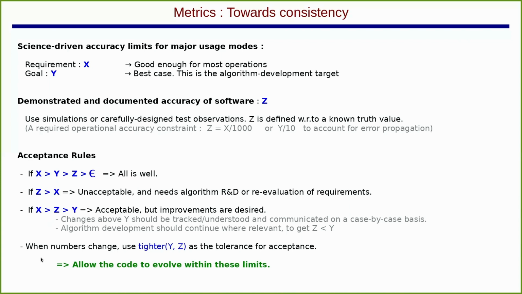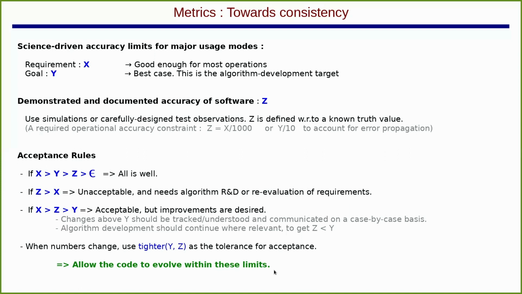The other side effect of this is, when numbers change, what do you do? The hope is that we can use the tighter constraint, tighter of Y or Z, which is the best case for this use case, or what is the best case by the software. Pick the tighter of the two, and maybe use that as the tolerance for acceptance when numbers change due to unrelated reasons. By unrelated, I mean you change an operating system or change a compiler and the numbers change slightly. It's those kinds of things. And basically to allow the code to evolve within these limits.